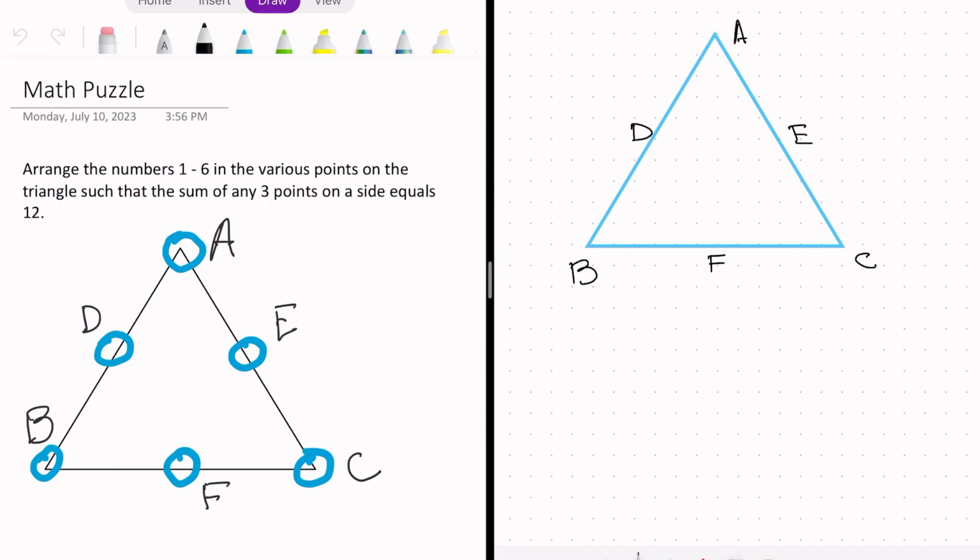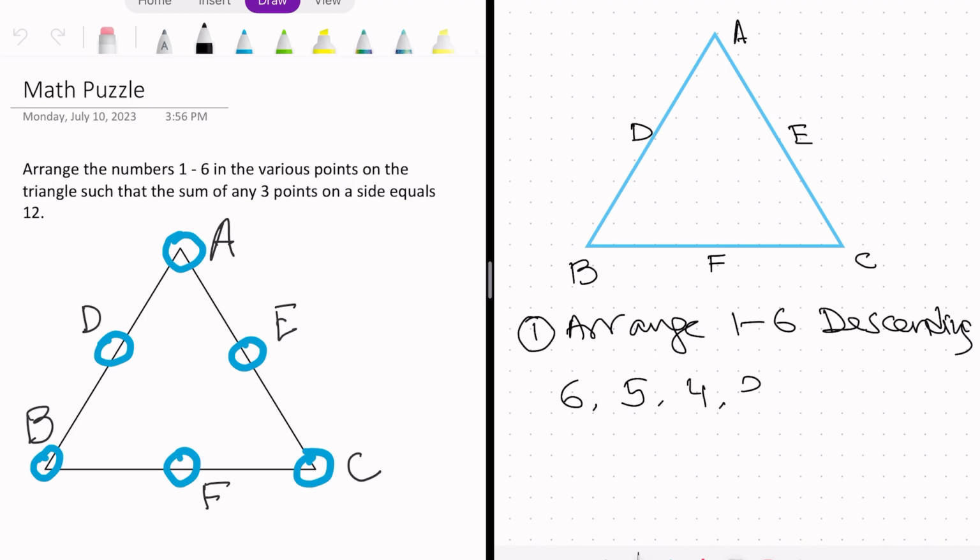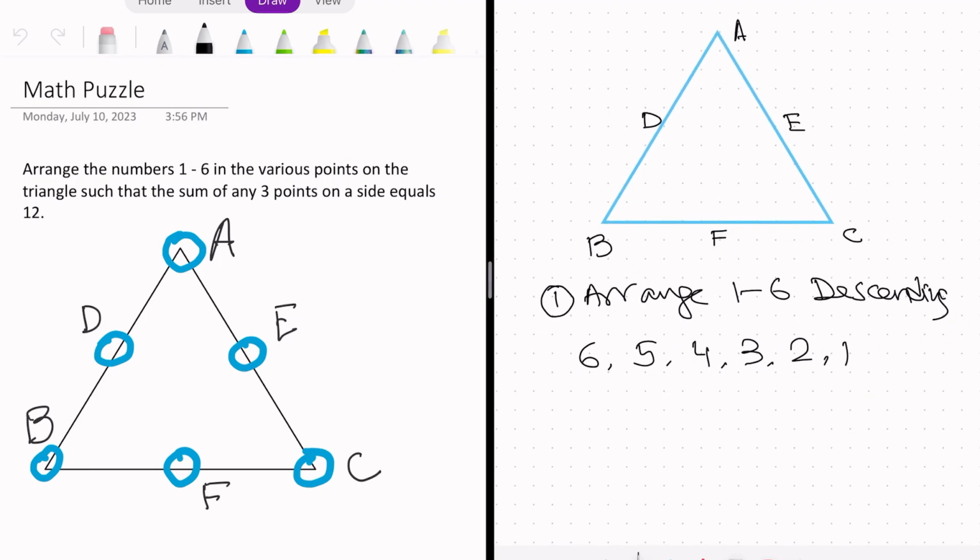So let's proceed. Step 1 is to arrange 1 through 6 in descending order. So let's start with 6, 5, 4, 3, 2, and 1. The second step is to find combinations, and we have to find 3 such combinations of 3 numbers each so that they all add up to 12. Find combinations that add up to 12.